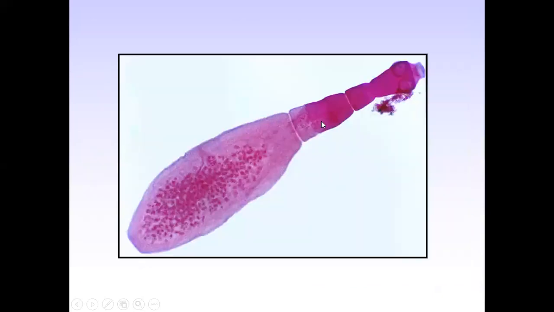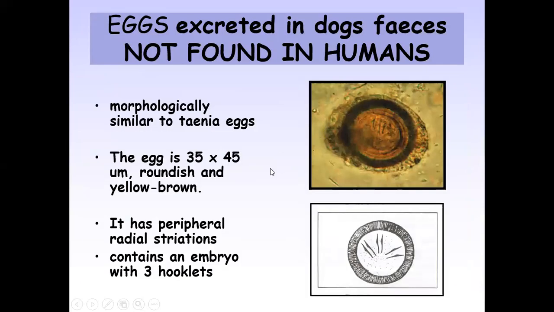The suckers are going to help in the attachment of this parasite to the intestinal wall. The eggs are excreted in the dog's feces. They are not going to be found in humans. So whenever you are writing the lab diagnosis, please do not write down the presence of eggs in human feces.